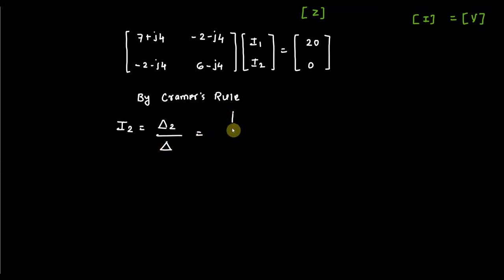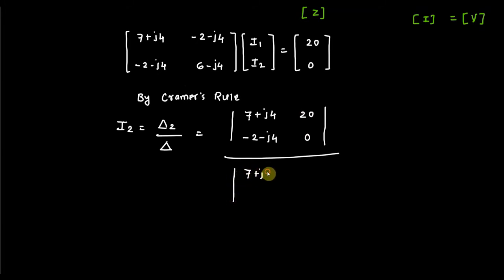How do you get the delta 2? Just replace the second column of this Z impedance matrix by the voltage. So the first column will stay: 7 plus J4, minus 2 minus J4. Now replace the second column by the voltage matrix, that is 20 and 0. That is the determinant for delta 2. And the Z matrix is the delta matrix. So write as it is: 7 plus J4, minus 2 minus J4, minus 2 minus J4, and this will be 6 minus J4.